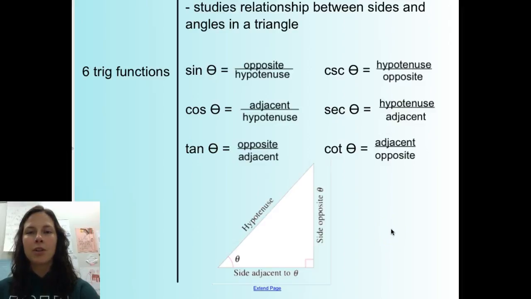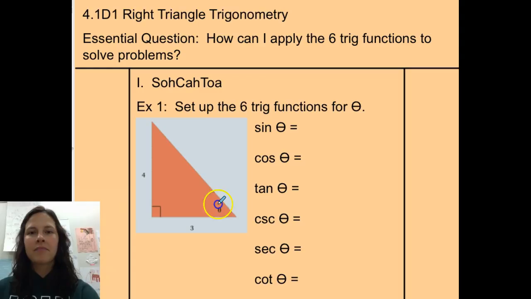Cosecant is the reciprocal of sine. Remember, sine is opposite over hypotenuse. Cosecant flips that and becomes hypotenuse over opposite. Secant is the reciprocal of cosine, and cotangent is the reciprocal of tangent. First thing we're going to do is a quick review of SOHCAHTOA, and I'll show you how to generate those three new trig functions as well.